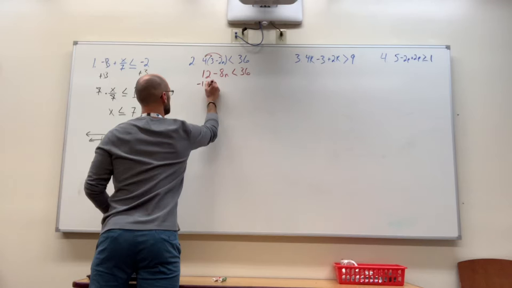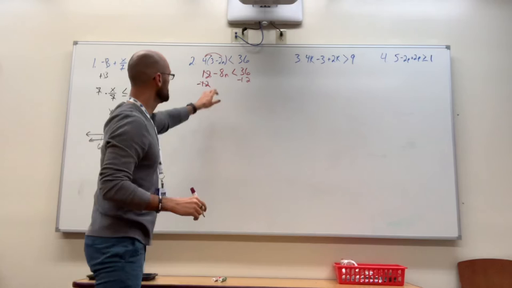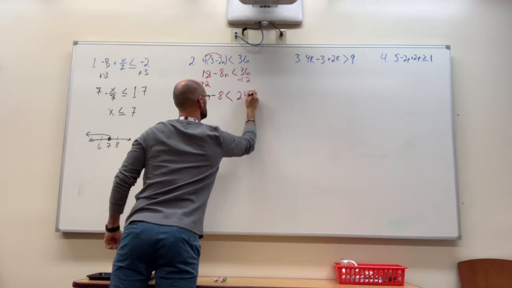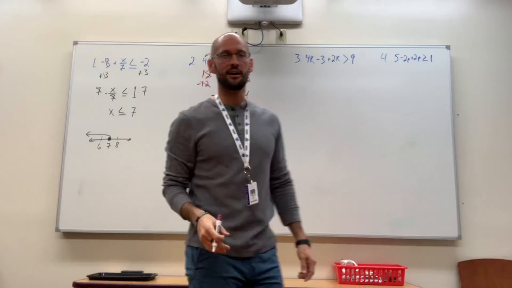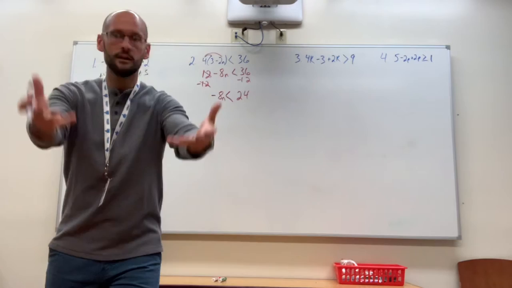Don't lose, this is one of the biggest issues I saw in the last 2 days. You guys all of a sudden just lose your negatives. You have to keep those. That is a negative 12, so negative 8n is less than 24. Thought I forgot the variable. I did. I got it in there now though. All right. Negative 8n is less than 24. Last step. The inverse of multiplying by negative 8 is, good, much better, divide by negative 8.